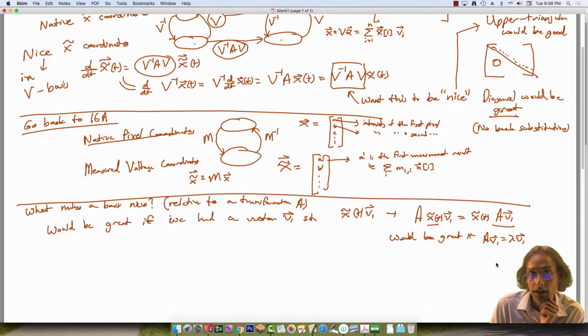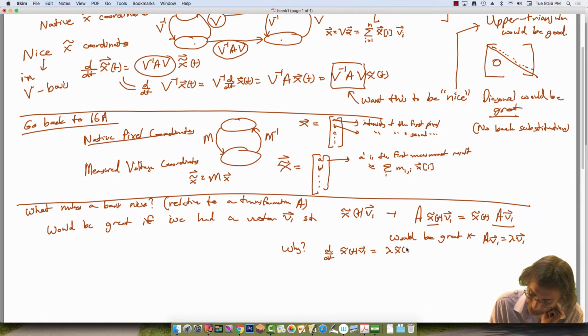Why would that be great? Because if A v1 was just equal to lambda v1, then I would get a scalar differential equation. Why? Because then d by dt of x tilde of t v1 would just equal lambda x tilde of t v1, which is just saying that the derivative is in the same direction as v1, and so this is basically a scalar differential equation.